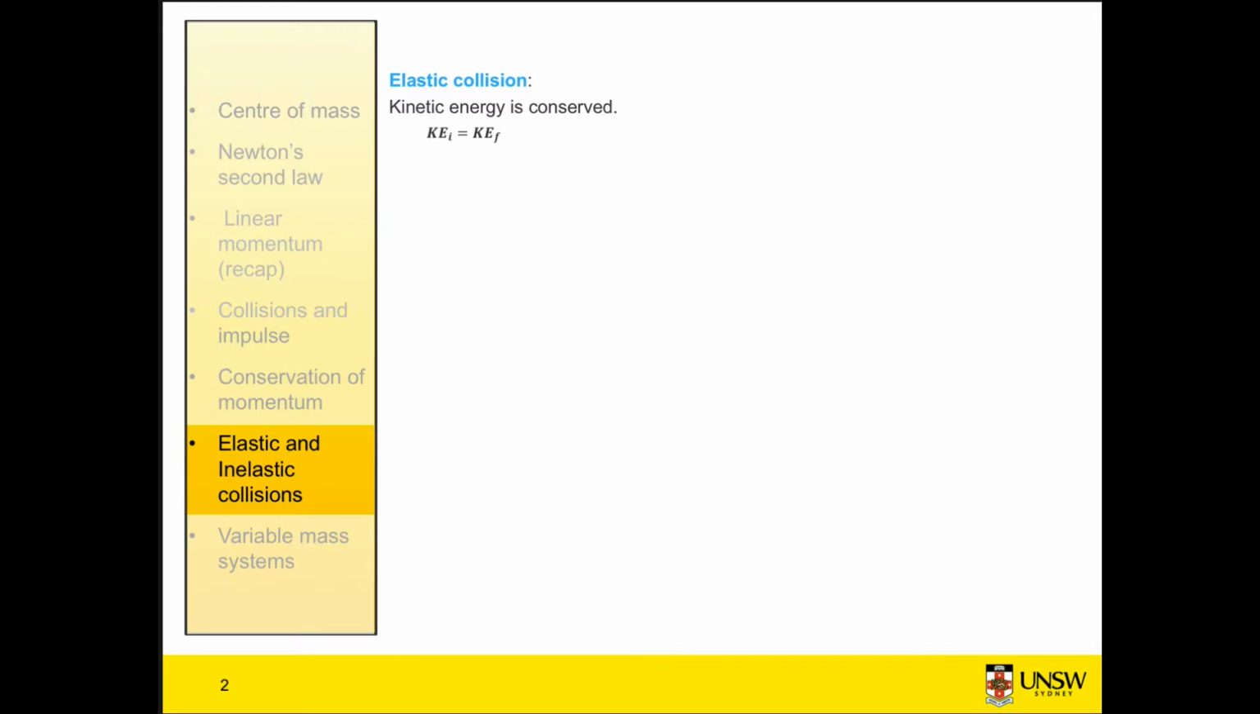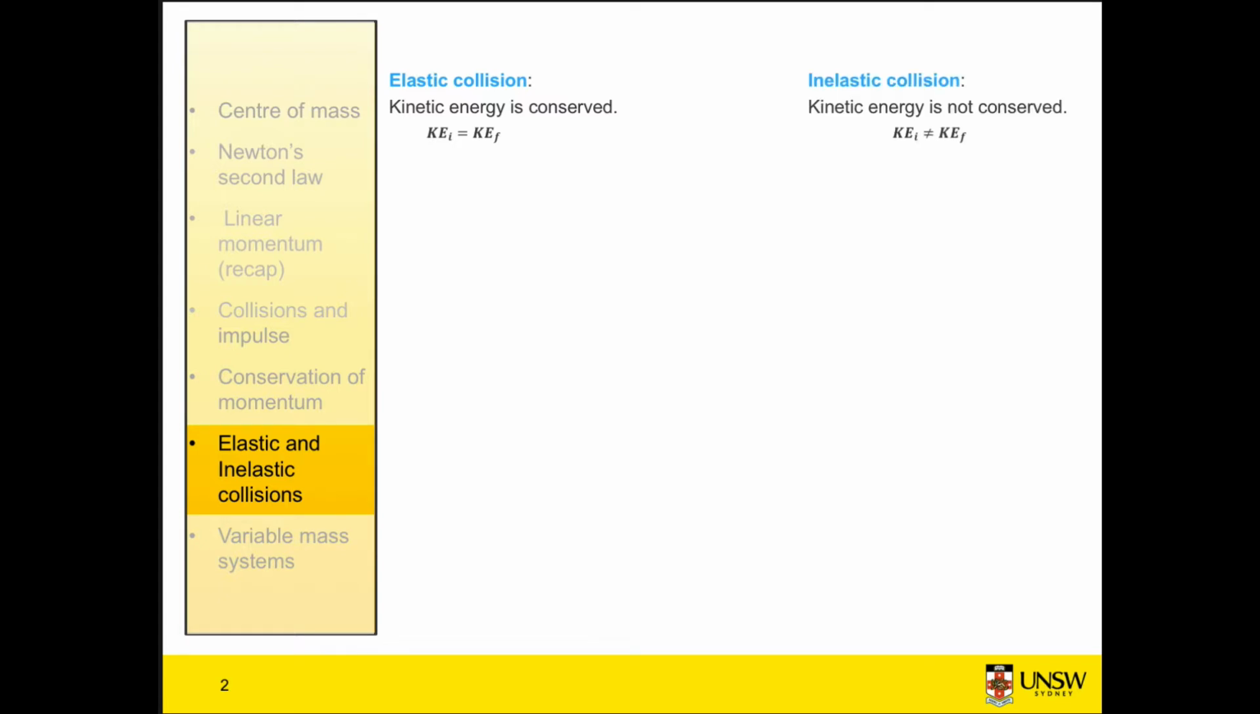But there are cases where we can say that this loss is so small that we can neglect it, and then we say that the collision is elastic. So for example, if we had a very hard bouncy ball, we could assume that the loss in kinetic energy from the collision with the ground was small enough to be neglected.